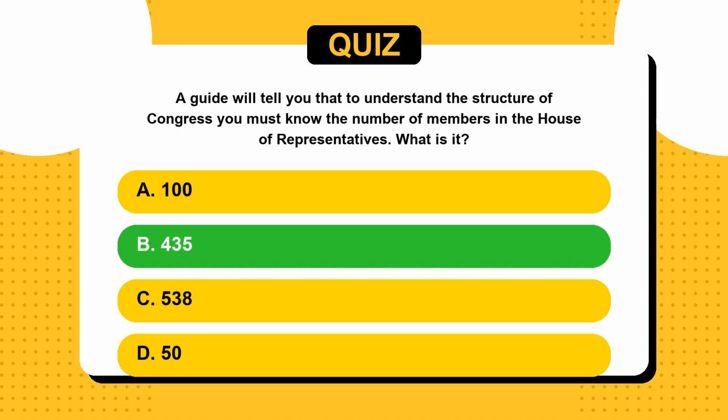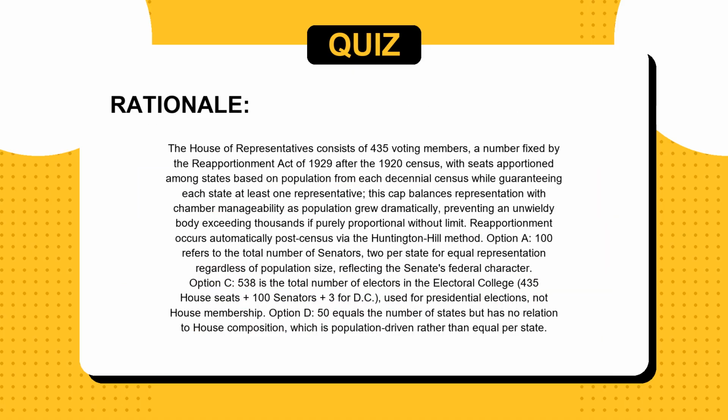The answer is B. The House of Representatives consists of 435 voting members, a number fixed by the Reapportionment Act of 1929 after the 1920 census, with seats apportioned among states based on population from each decennial census, while guaranteeing each state at least one representative. This cap balances representation with chamber manageability as population grew dramatically, preventing an unwieldy body exceeding thousands if purely proportional without limit. Reapportionment occurs automatically post-census via the Huntington-Hill method.